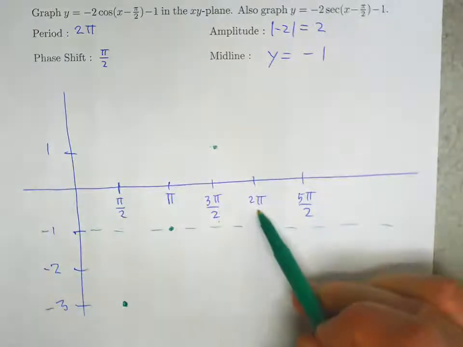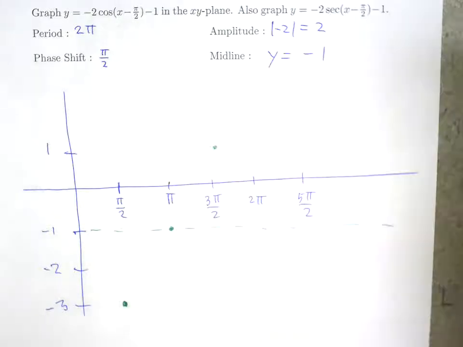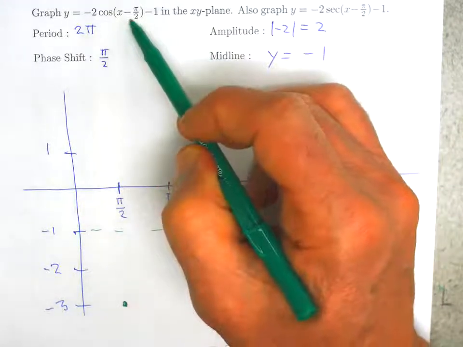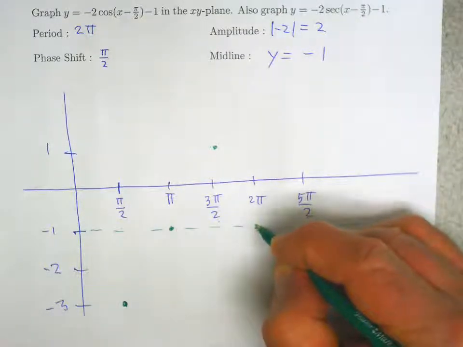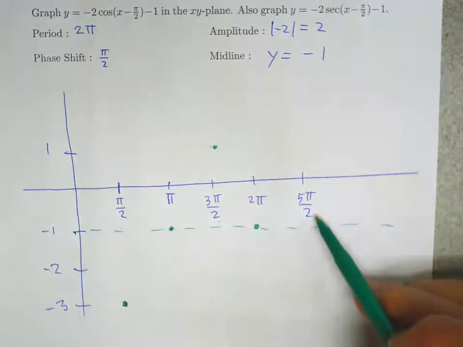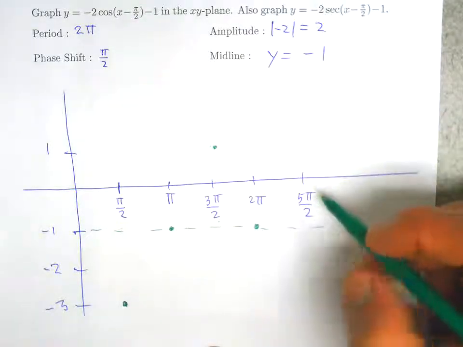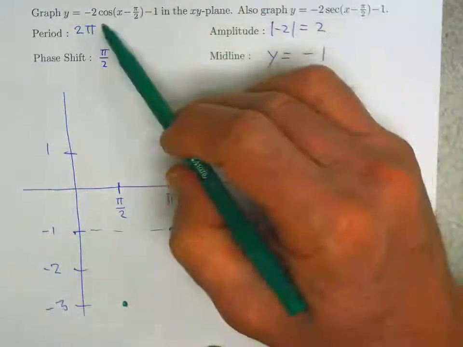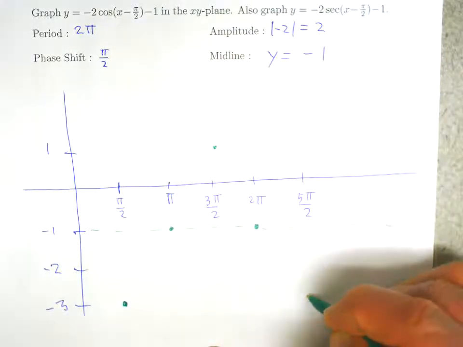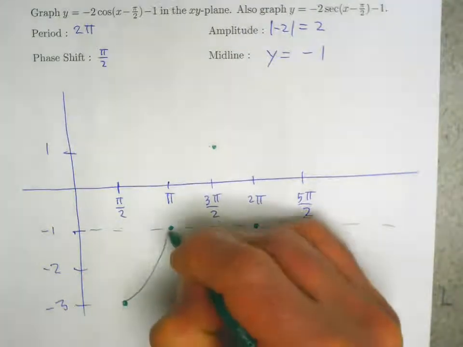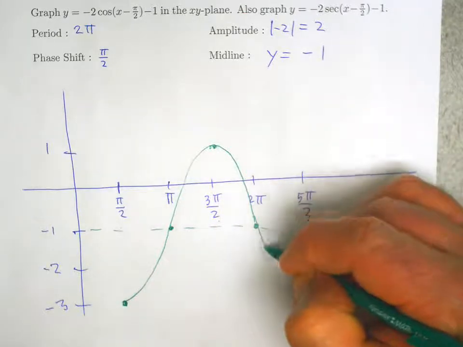And a couple more. When x is 2 pi, 2 pi minus pi over 2 is 3 pi over 2. Cosine of 3 pi over 2 is 0. Negative 2 times 0 minus 1 is negative 1. So we're back down here at negative 1. And finally, when x is 5 pi over 2, 5 pi over 2 minus pi over 2 is 4 pi over 2, or 2 pi. Cosine of 2 pi is 1. Negative 2 times 1 minus 1 is negative 3. Okay, so we graph the sinusoid. The one period looks something like this.